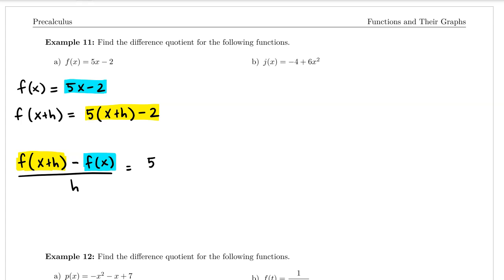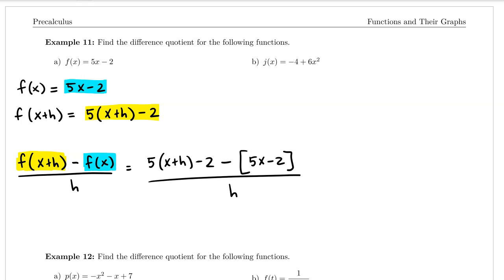So let's go ahead and do some replacement. I'm going to replace f of x plus h with 5 times x plus h minus 2. And then I have minus, and now I'm going to subtract off my original function. But I need to make sure that I include either parentheses or brackets because I'm subtracting off the entire thing. And then this is all being divided by h. So again, let me emphasize, this is f of x plus h, and this is f of x, our original function.